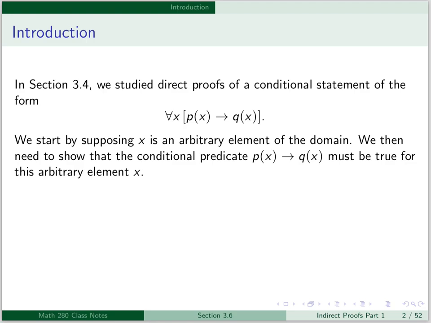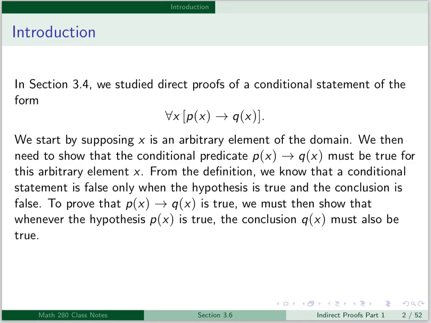To prove such a statement, we start by supposing x is an arbitrary element of the domain. We then need to show that the conditional propositional function, p of x implies q of x, must be true for this arbitrary element x. From the definition, we know that a conditional statement is false only when the hypothesis is true and the conclusion is false. So to prove that p of x implies q of x is true, we must then show that whenever the hypothesis p of x is true, the conclusion q of x must also be true.